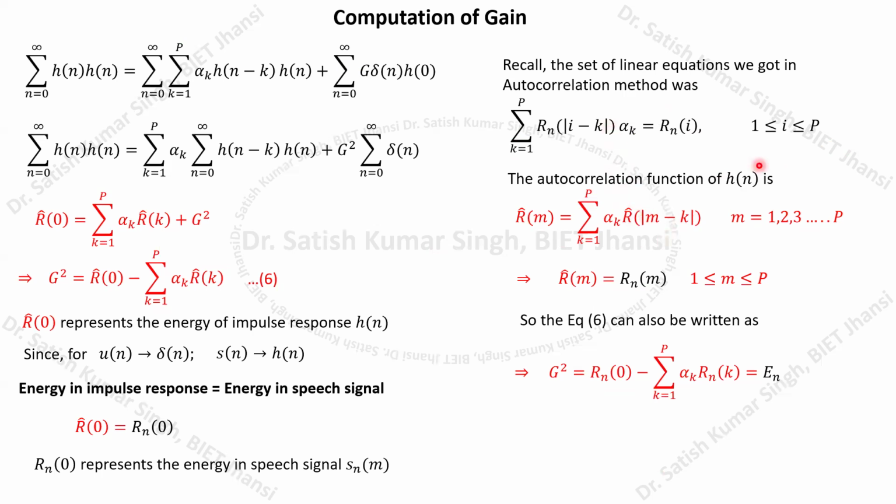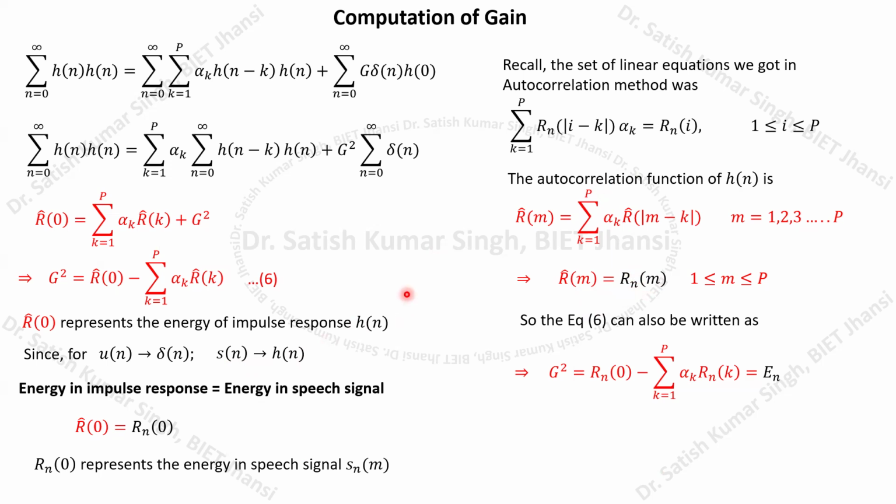Here i was ranging from 1 to P, and m is also ranging from 1 to P. Because both are the same, we can write R cap m, whatever we have written here, as the same as Rn i. So R cap m is equal to Rn m. Both values give you the same result, which means both are actually representing the same thing, because we just denoted this Sn as the Hn, and therefore it is again denoting the same thing, Rn m.